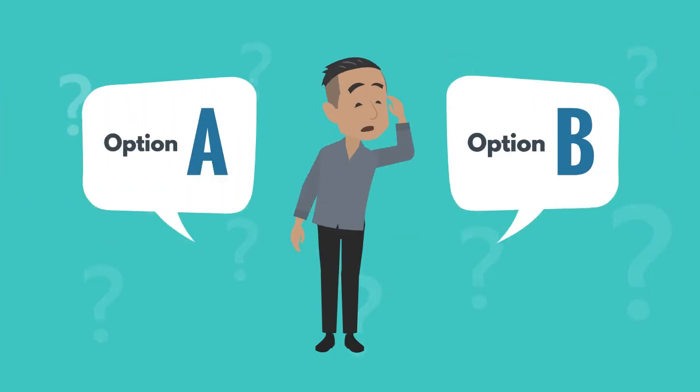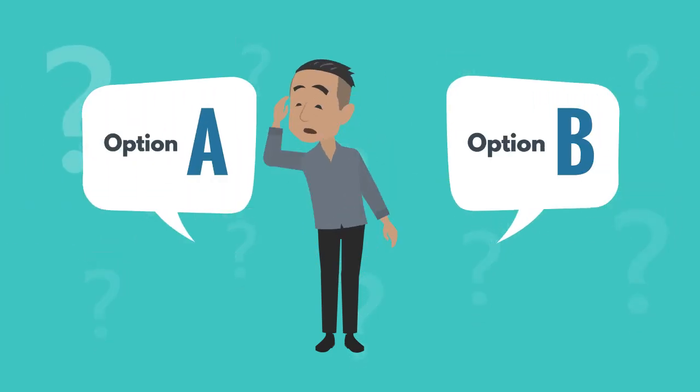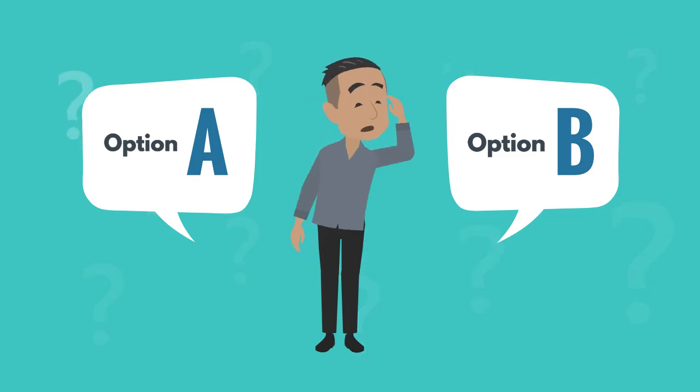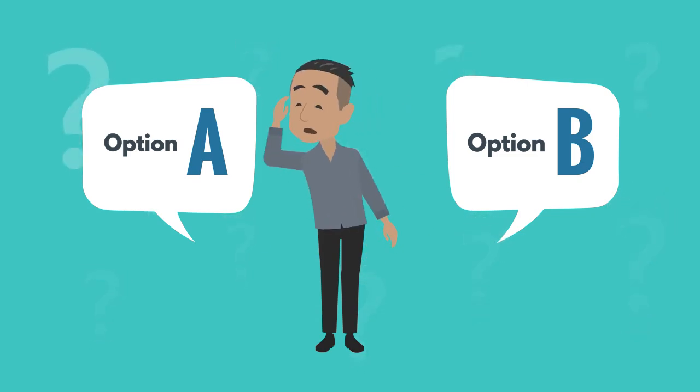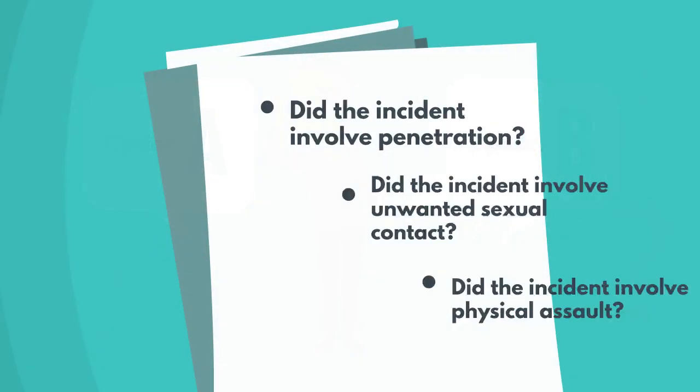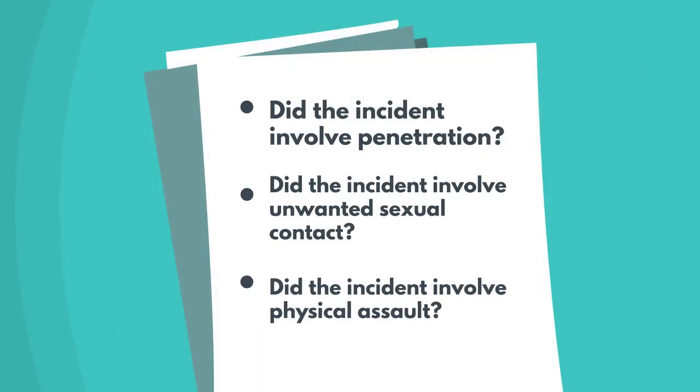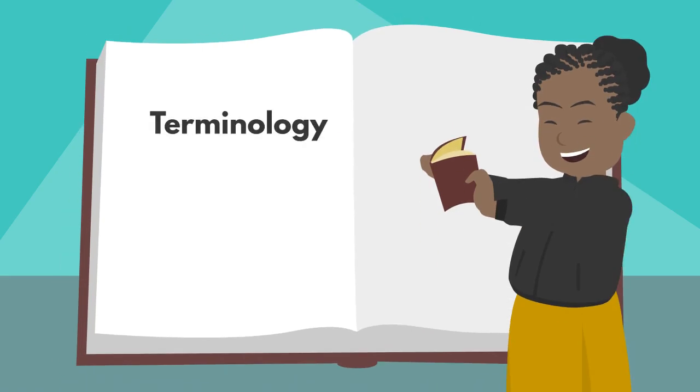That means, based on what the survivor recounts, service providers can make successive decisions about the nature of an incident and therefore classify it. For example, these process of elimination questions could include, did the incident involve penetration? Coupled with predetermined sets of terms and definitions, this brings objectivity to the assignment of incident types.